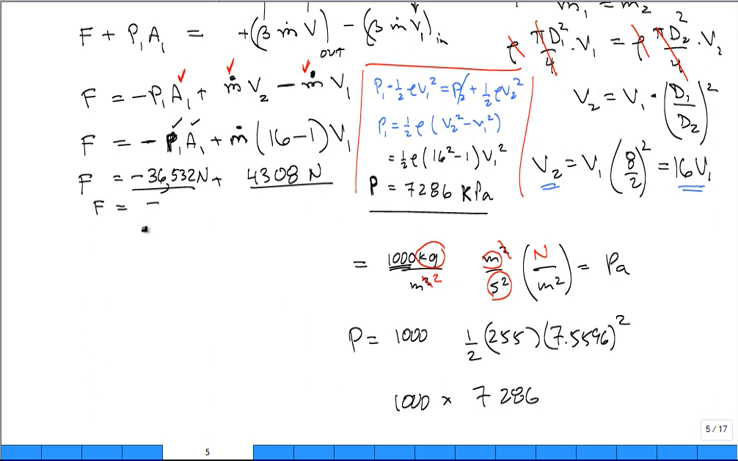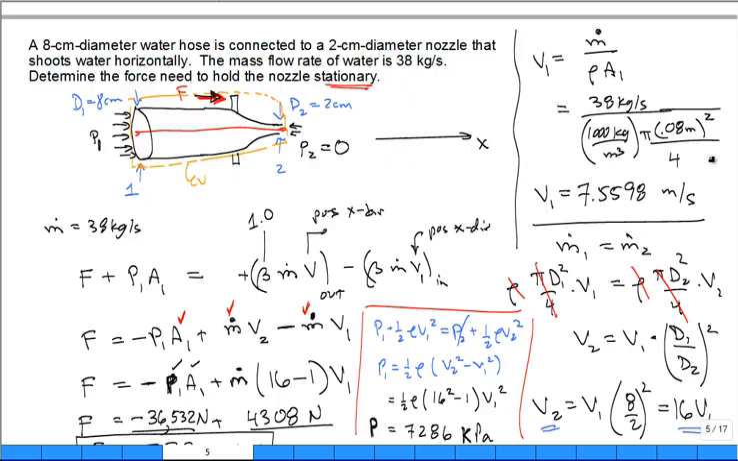And so what do we get for the force needed to hold it? It's not positive, is it? So we have negative 32,224 newtons. And so what does that tell us? You're having to pull it back instead of push it forward?